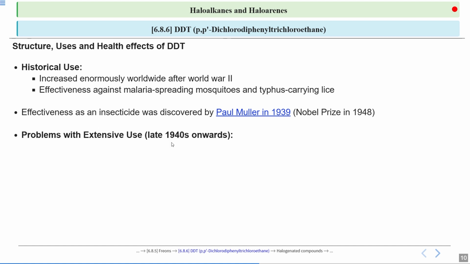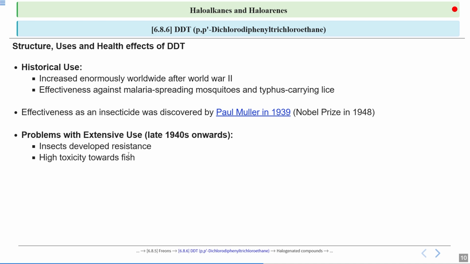Problems with the extensive use. Now, if DDT was this useful historically, then what are the problems with its extensive use from the late 1940s onwards? What are the problems that the world has faced after the extensive use of DDT? Insects developed resistance. Basically DDT is an insecticide, right? It kills the insects. It was used as an insecticide. So the first problem was that insects developed resistance.